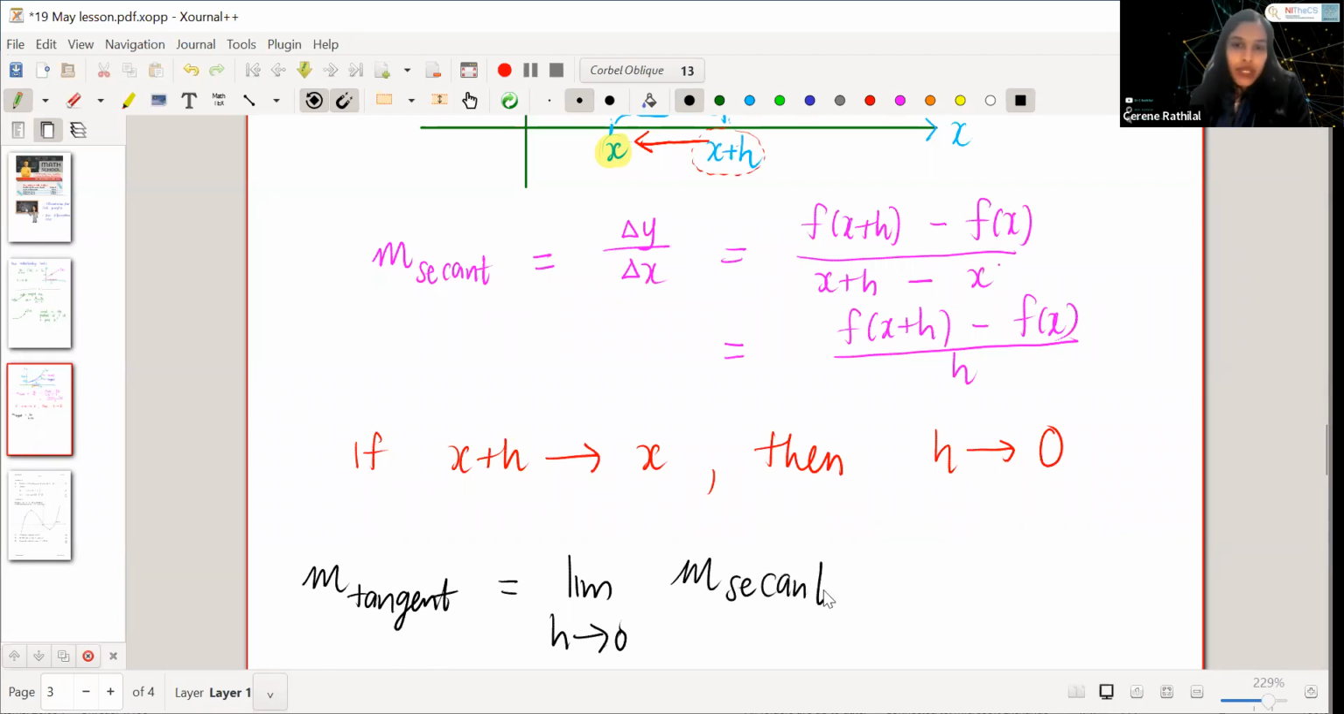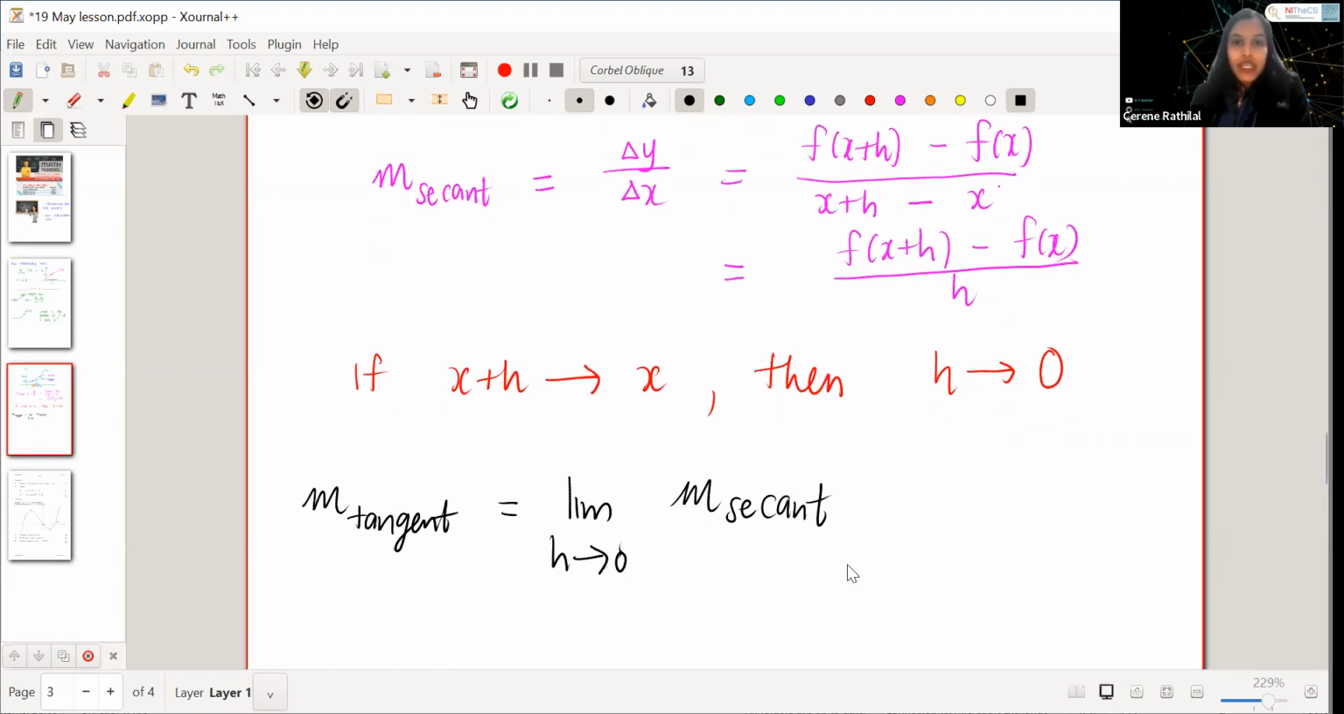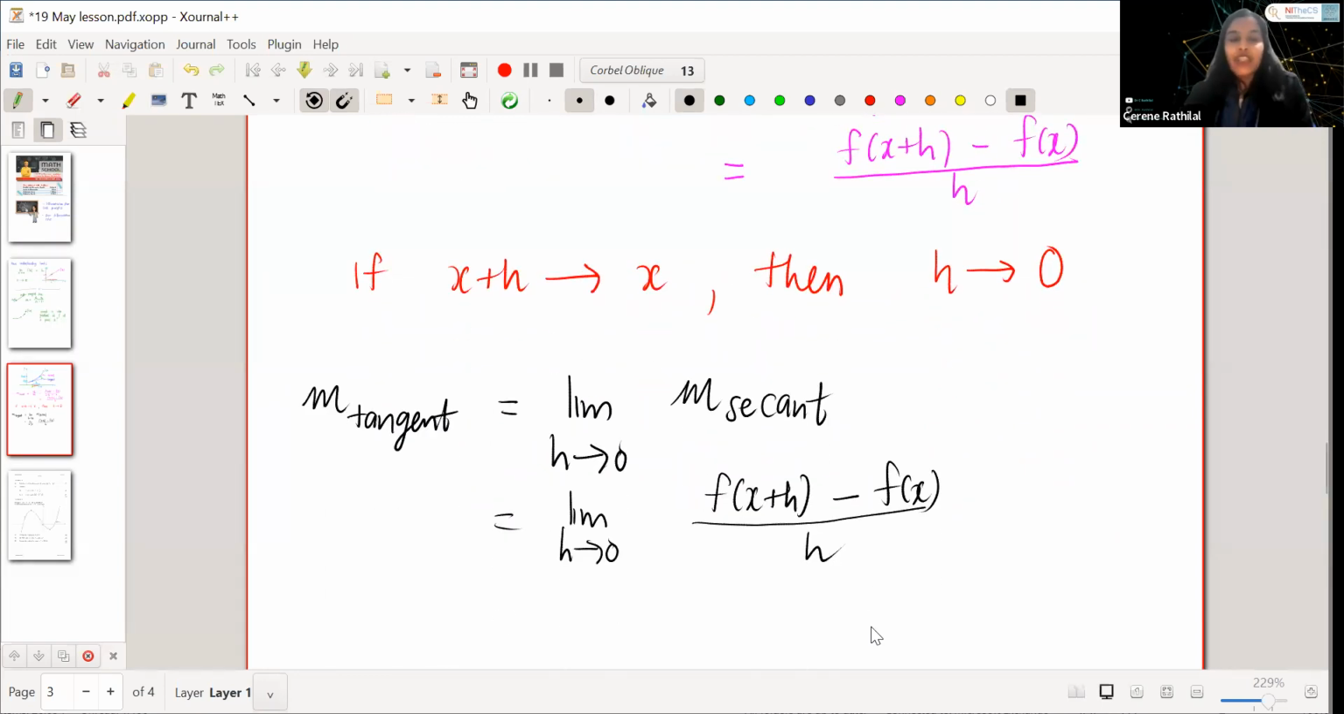But what is the gradient of the secant? Well, we've calculated it. It's written above. It is the limit as h approaches 0. Okay, so I'm just copying that there. But what is the gradient of the secant? It is f of x plus h minus f of x divided by h. And this is essentially the derivation that we were all heading towards.